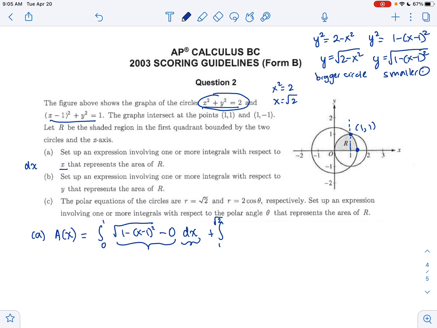Your bigger circle, which is the square root of 2 minus x squared. So again, that's your bigger circle here, minus 0 here, to represent this area. So the square root of 2 minus x squared dx. Okay, that's one way of writing it.